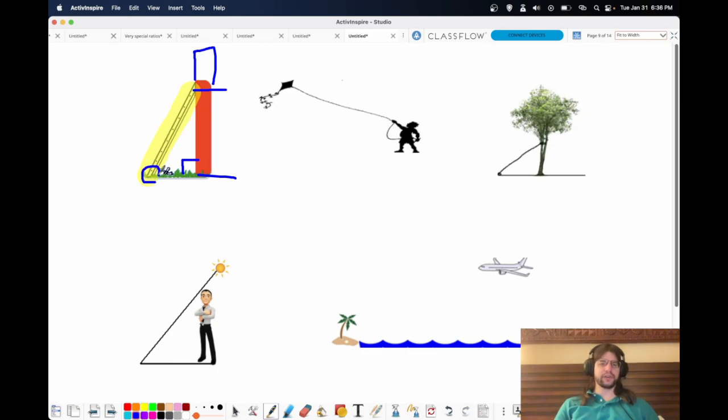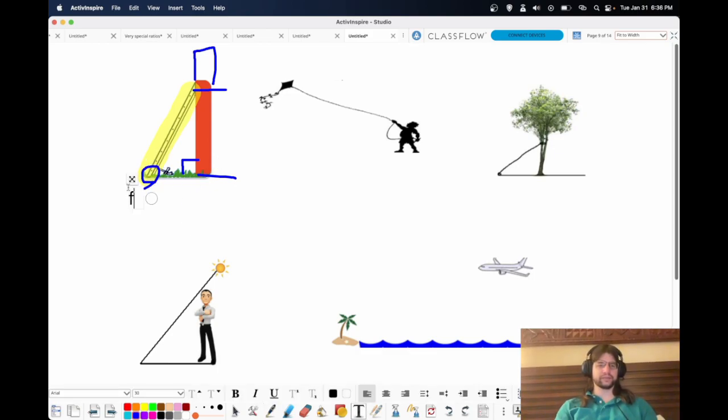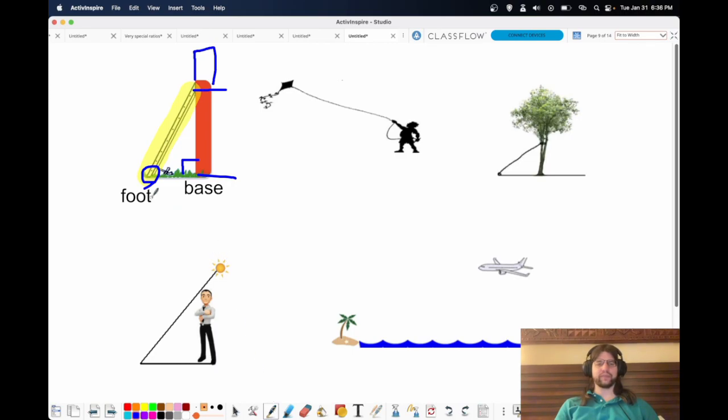This is the foot of the ladder, and this is the base of the building, and that's how we'd measure the distance apart. If it says the ladder is 5 feet from a building, then you're going to be talking this distance right here, the foot of the ladder from the base of the building.